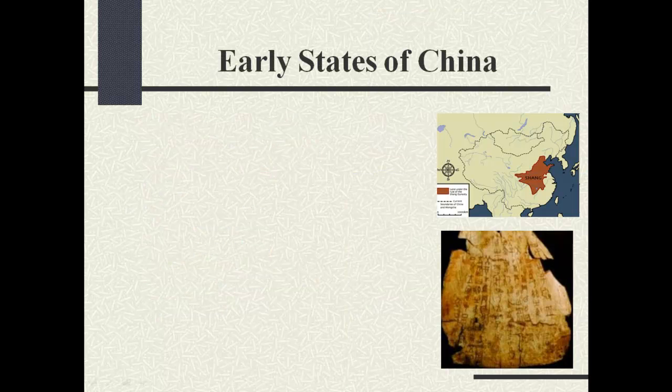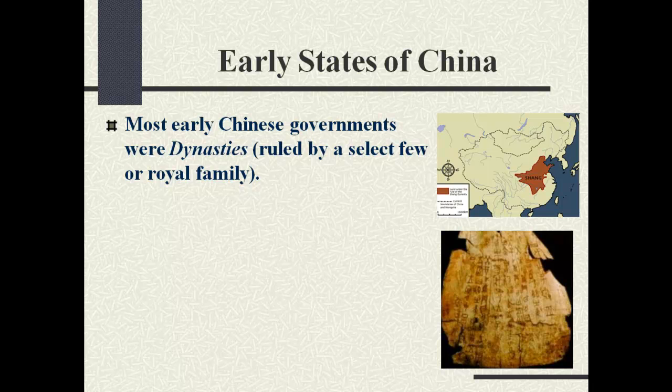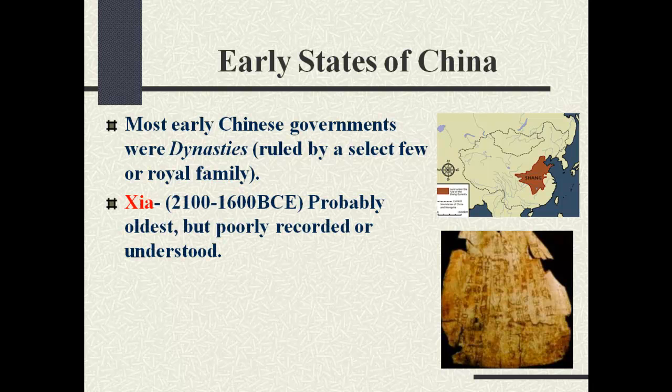Alright, early states of China. The earliest Chinese governments were dynasties. They're ruled by a select few or a royal family. You have the Xia, about 2100 to 1600 BCE, probably the oldest but poorly recorded or understood.